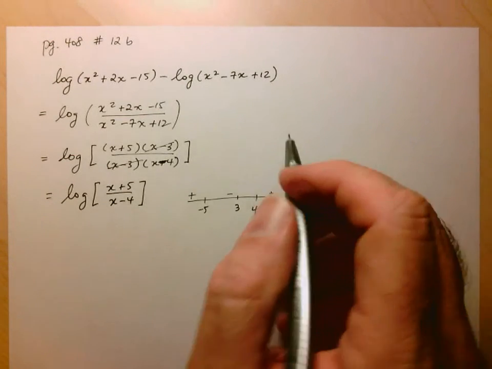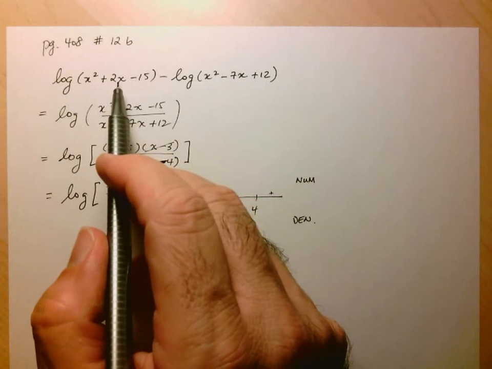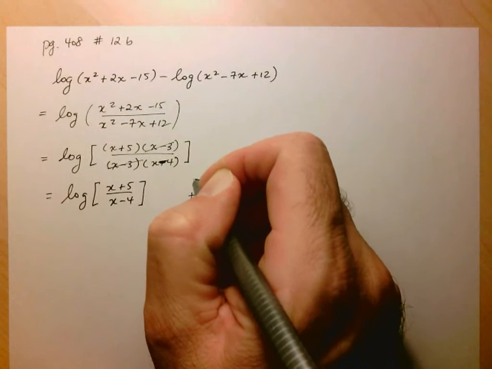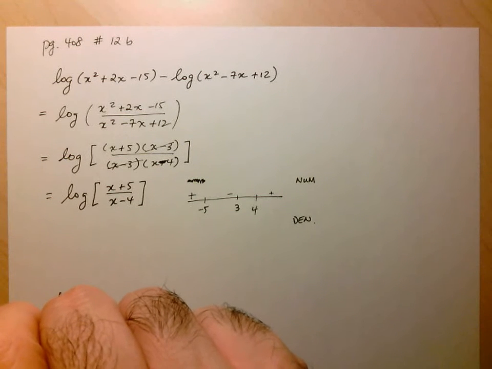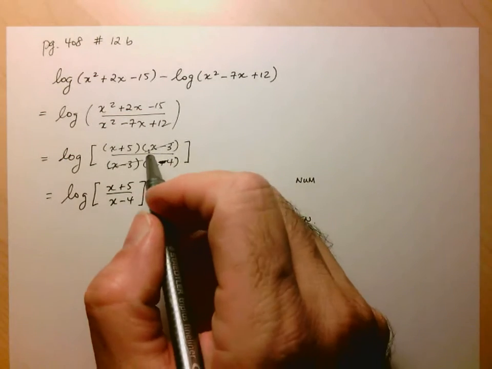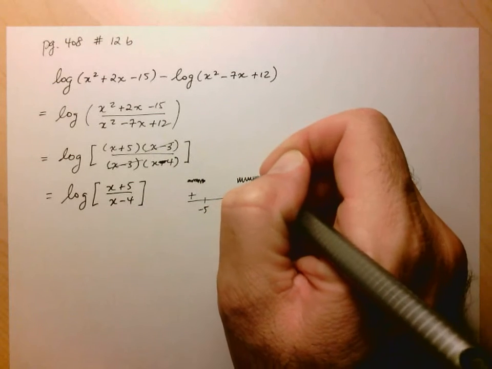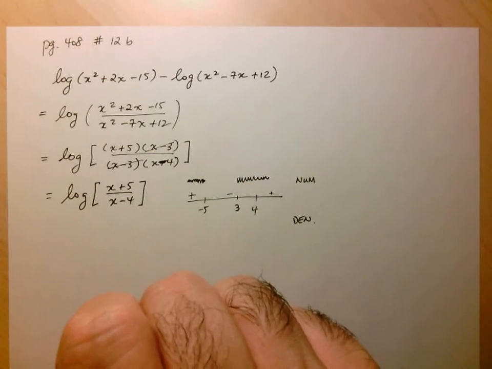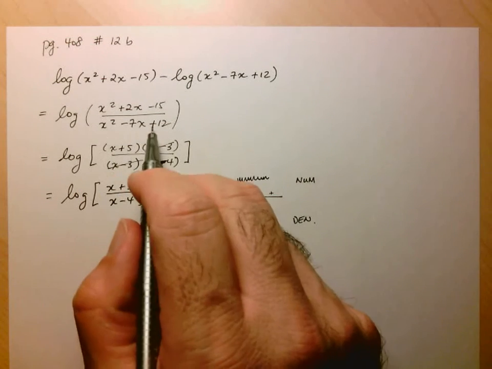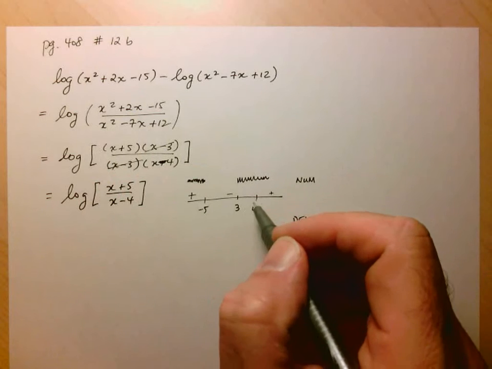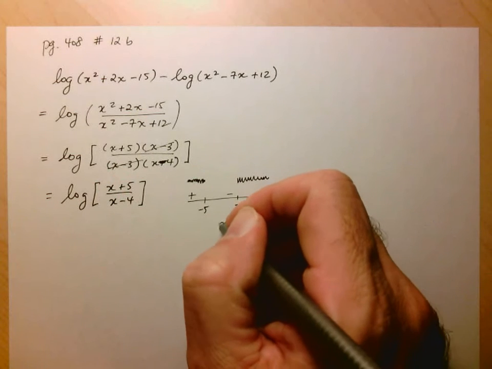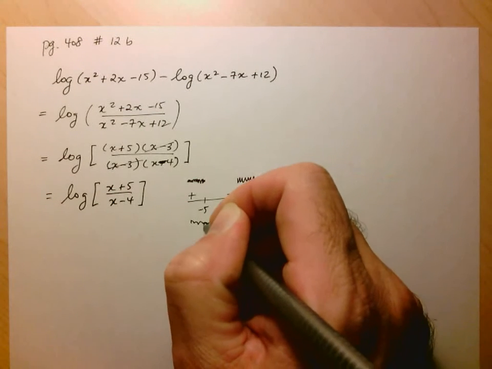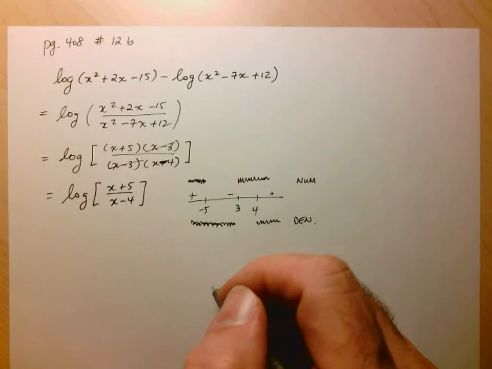Here we know that this is a parabola opening upwards. So it means when x is less than negative 5, it's going to be positive, and when x is greater than 3, it's also going to be positive. So the parabola goes below 0 between negative 5 and 3. Let's check this other one here. Since again it's a parabola opening upwards, it'll be positive for anything less than 3 and anything greater than 4.